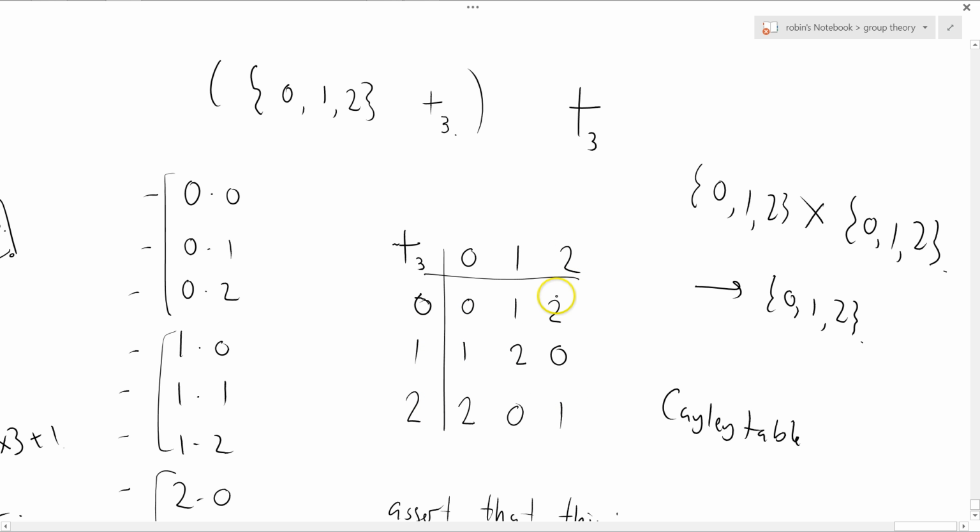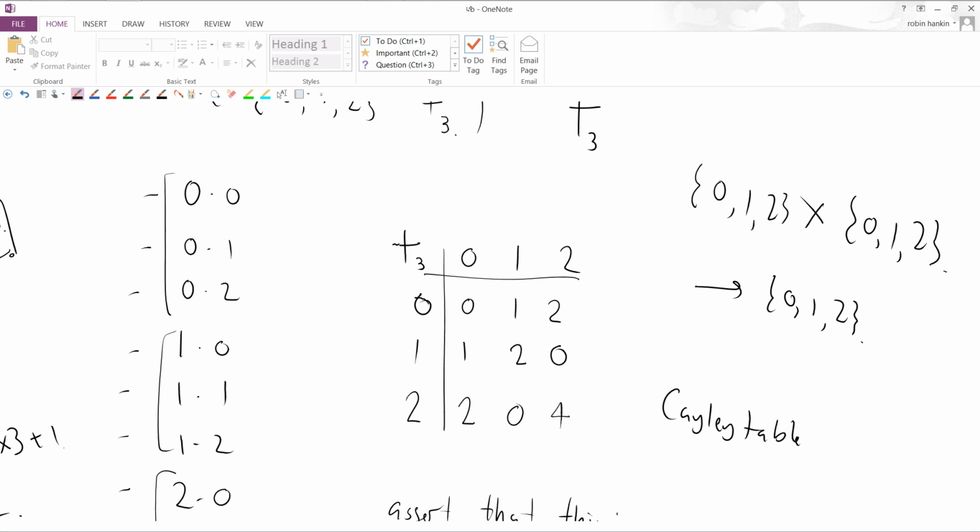Like, for example, here, when I said 2 plus 2, if I'd have written 4 there, then it wouldn't be a closed operation because 4 doesn't appear in my set. I'm going to get rid of that 4 because it's annoying me. Where's my eraser? There it is. Get rid of that.